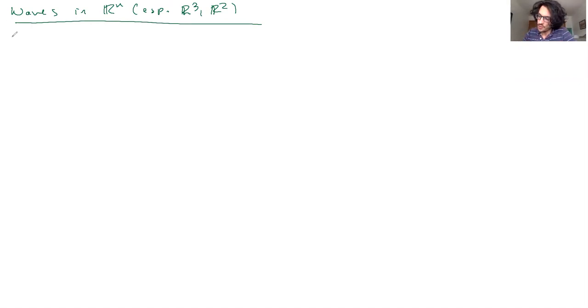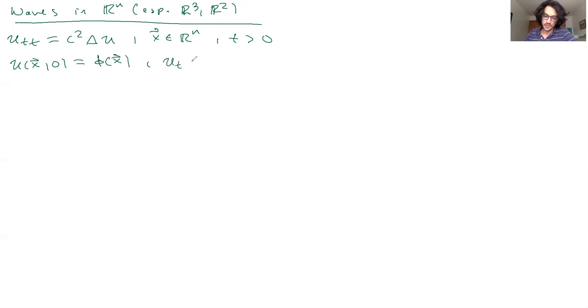So remember, the general wave equation is given by the second time derivative equal to c squared times the Laplacian. We're going to focus on the unbounded spatial domain in Rn. And just like in our one-dimensional case, we're going to have some initial displacement of the medium, this could be an elastic sheet, for instance, and an initial velocity. I'm going to refer to this as asterisk, okay?